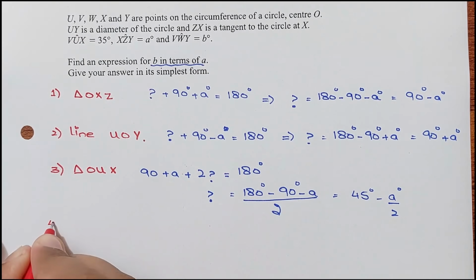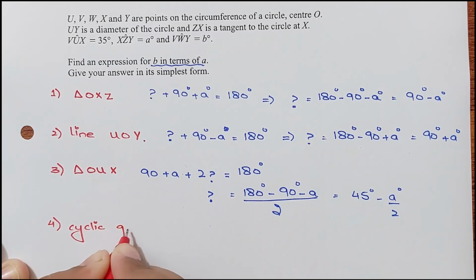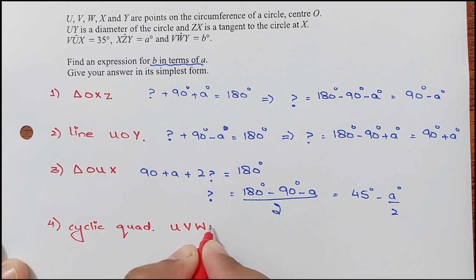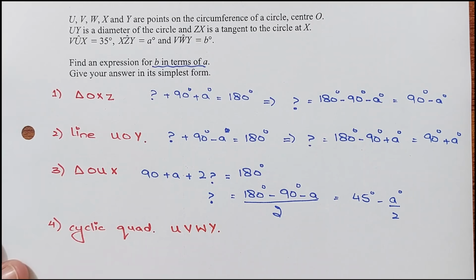So the fourth step is cyclic quadrilateral U, V, W and Y, right? Opposite angles add up to 180 degrees.